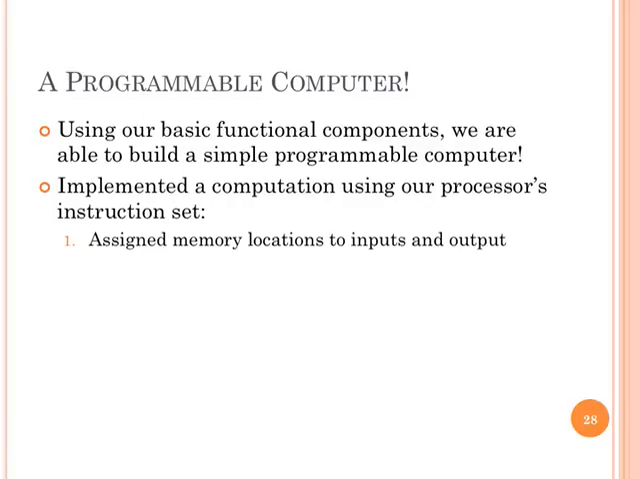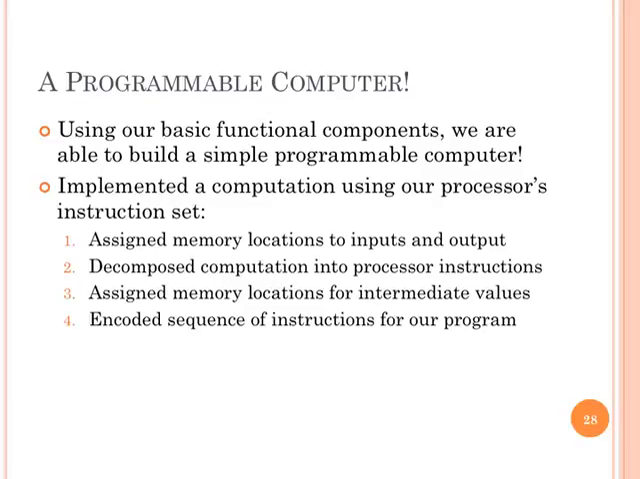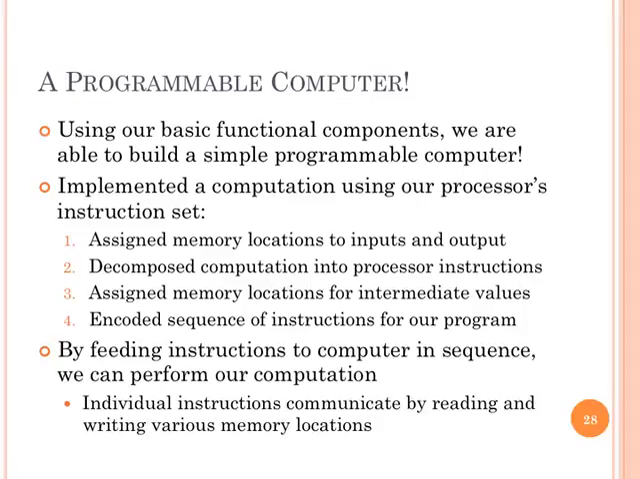We assign memory locations to our inputs and outputs. We decompose this computation into what the processor is actually capable of doing. That's really kind of the hard part of this whole thing. We assign memory locations for any intermediate values that we needed to store. And then we encoded our sequence of instructions using our opcode table, our addresses, and so forth, and our instruction format. We just went ahead and coded that up. And then we can feed this series of instructions into our processor, and that will allow us to perform our computation in multiple steps. Okay? So this is basically all we need to do. Any questions at this point?